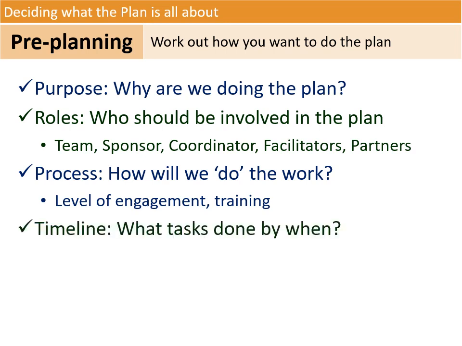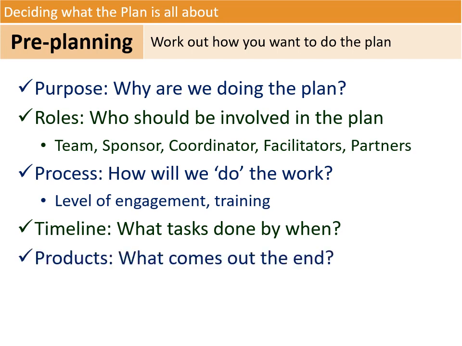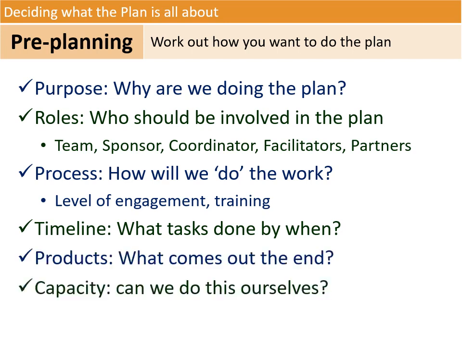Of course, we do a timeline, what needs to happen and when. Certainly our experience is the timeline gives you an idea of what's going to happen, but you need to be able to be flexible and have that timeline adjust. What do we think needs to come out at the end? And again, what's our capacity? Have we got the resources to do this ourselves?